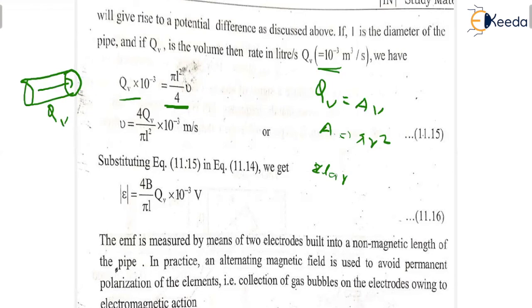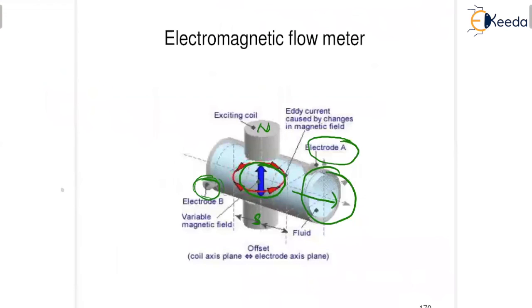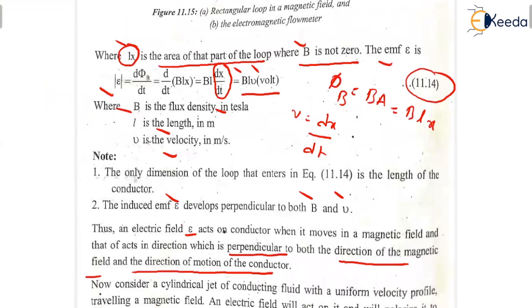Okay, r equal to l by 2. Therefore, substituting r here, the value is pi l square by 4. Then bring v outside: v is equal to this side multiplied, and you get this one. Now substitute in the formula, e equal to, I told you the formula. What is the formula? Already I have defined the formula over here: b into l into v, my dear students.